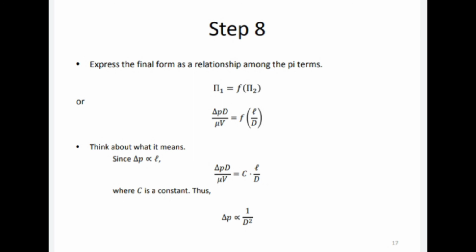So since delta p is directly proportional to L, we can conclude that delta p d over mu v is equal to c dot L over d, where c is a constant. Thus delta p is directly proportional to 1 over d square. Okay, where we get d square is from the d on the left side will move to the right side, so it will become 1 over d square. And that's how we have to solve this kind of questions.